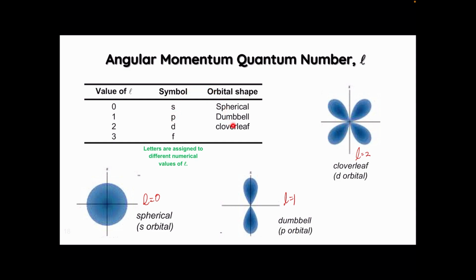So, from the value of the angular momentum quantum number L, you will be able to know the symbol of the orbital with its respective orbital shape. This orbital shape is a three-dimensional shape. So, when you are about to draw your own orbital shape, make sure you draw the axis as well.